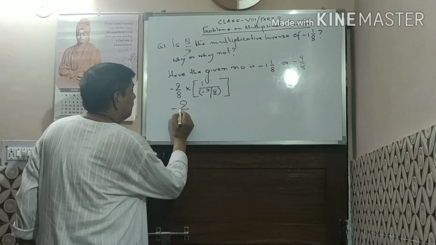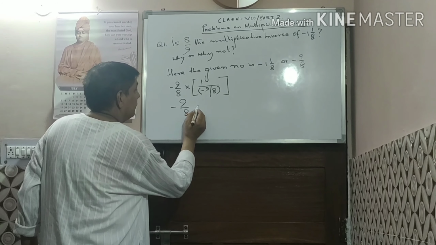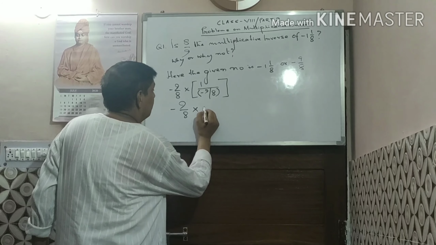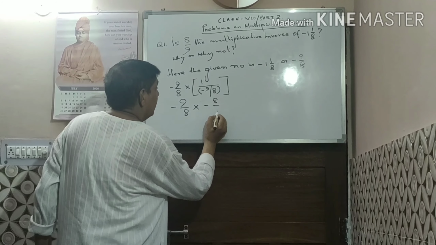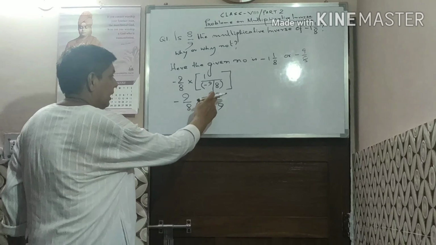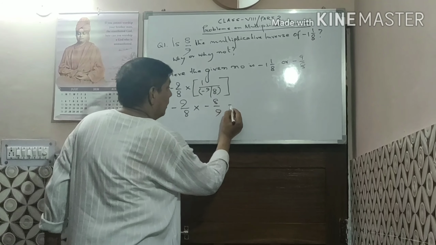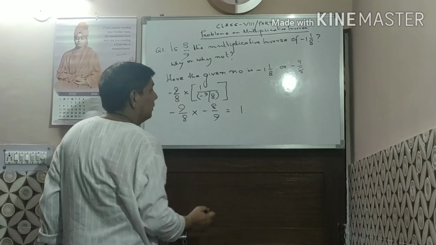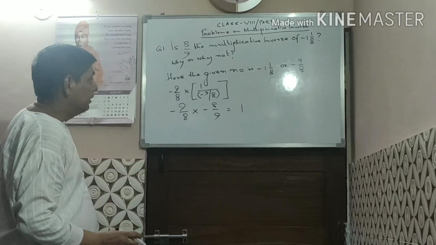Minus 9 by 8 into minus 8 by 9. Now after cancellation of 8 and 9, we will get 1. That means it is proved.